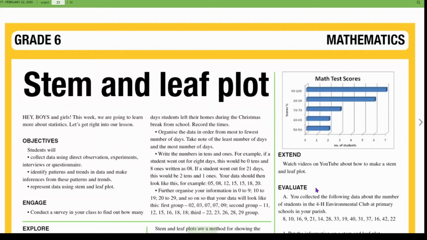In this episode, we're looking at stem and leaf plots. In this lesson, we're going to collect data using direct observation and experiments, interviews or questions, identify patterns and trends in data, make inferences from these patterns and trends, and represent the data using stem and leaf plots. And this stem and leaf is just a part of the overall topic of statistics.